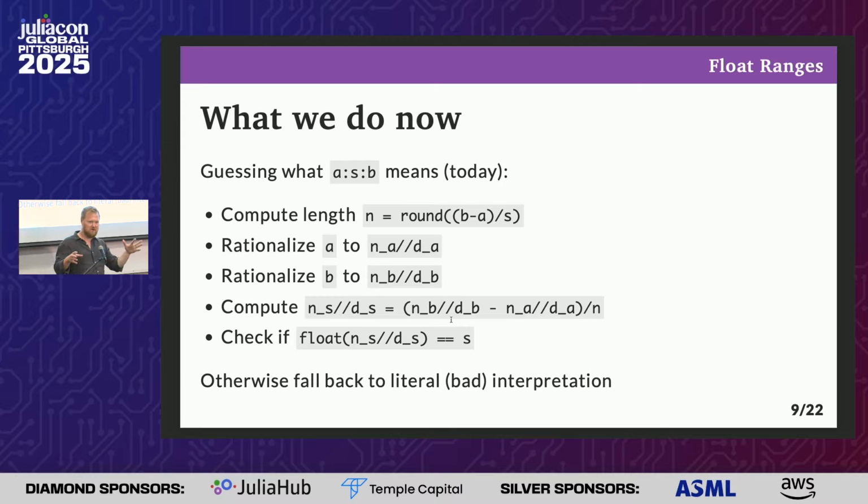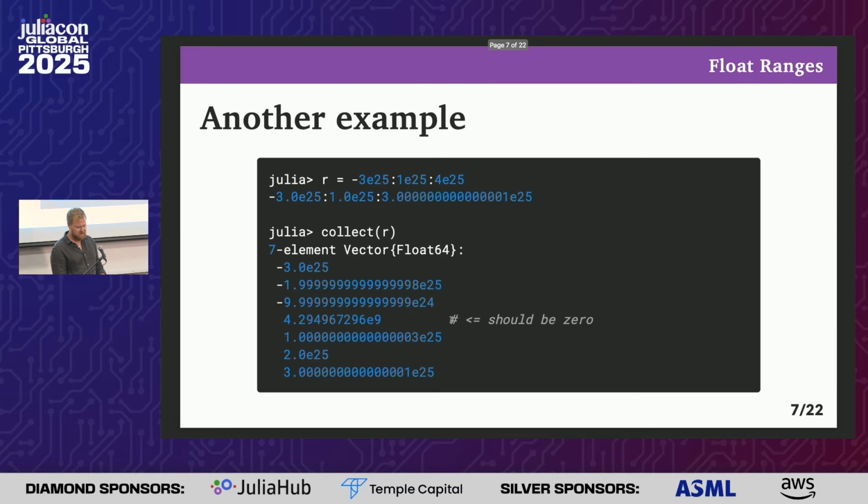It's actually very cool, very clever, but you don't need to know about that. There is an algorithm. And then we compute, given those rational endpoints, what would the exact step be? And then we see if that actually rounds to the step we were given. And if that checks out, then we've got a good interpretation and we can just go with it. If that doesn't work, then we have to fall back to the literal bad interpretation, and we get these kinds of results.